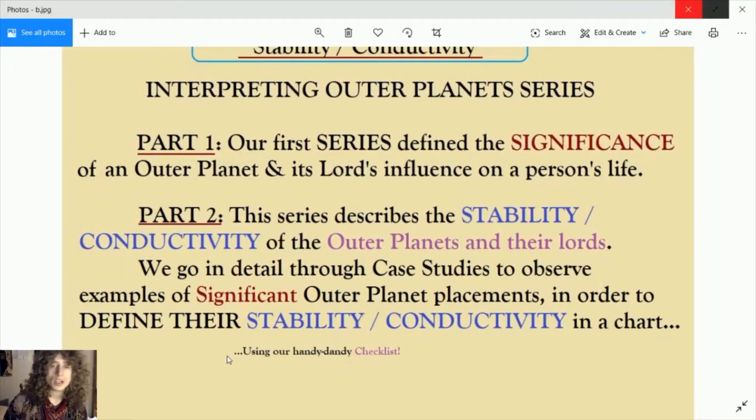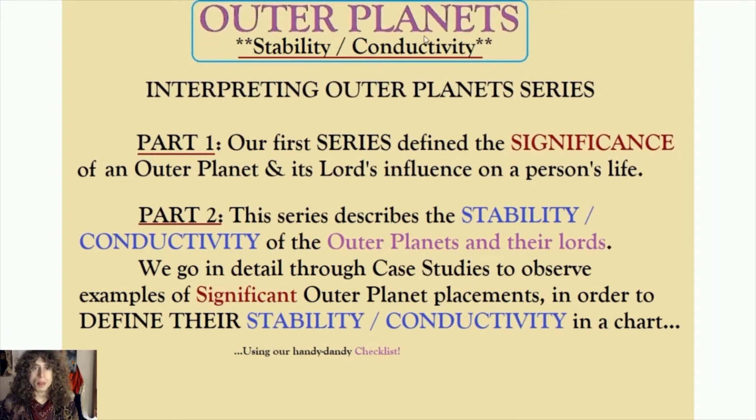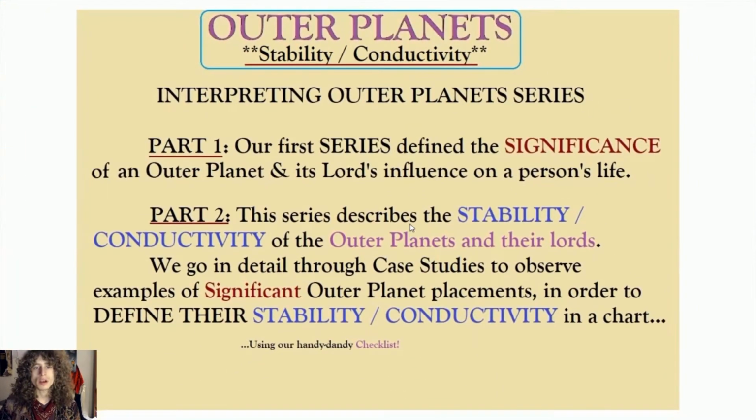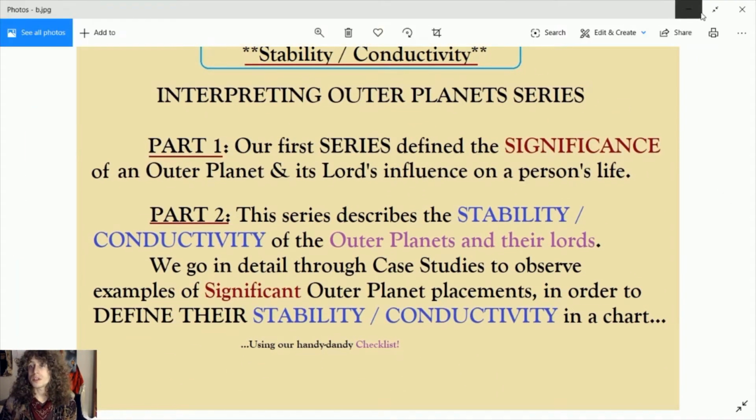This part of the series, we wanted to talk about the significance. Now we're going to talk about stability, what I call stability and conductivity. That's what's going on with this part of our series. You can see outer planets, stability, and conductivity, which is different from significance. Basically, we're trying to determine how to quantify the stability of an outer planet which we see to have significance in the chart.